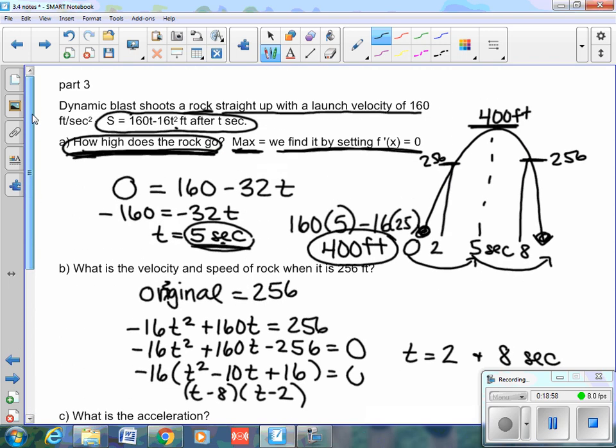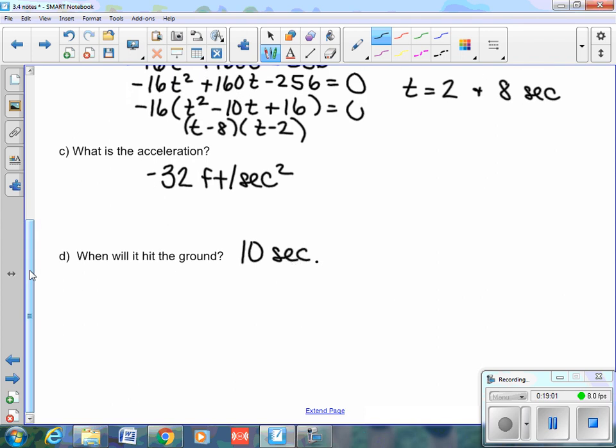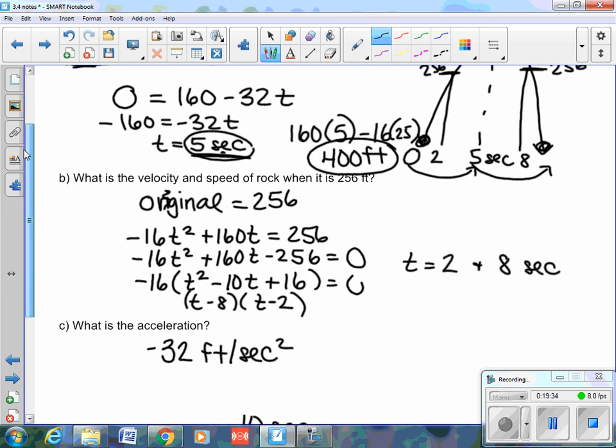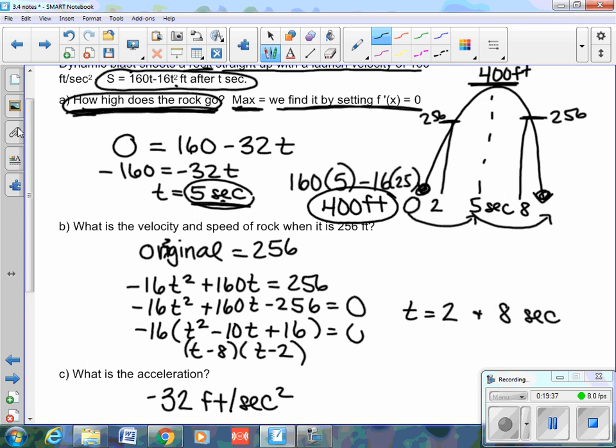How do you get that? You can take the original problem, negative 16t squared plus 160t, and set it equal to 0. I can take out a negative 16t, giving t minus 10 equals 0. Setting this equal to 0, I get 0, and setting this equal to 0, I get 10. So these are the 2 spots when it will be on the ground, at 0 and 10 seconds, which makes sense looking at the parabolic flight of the rock.